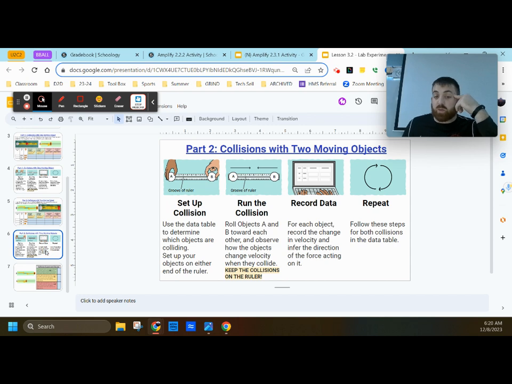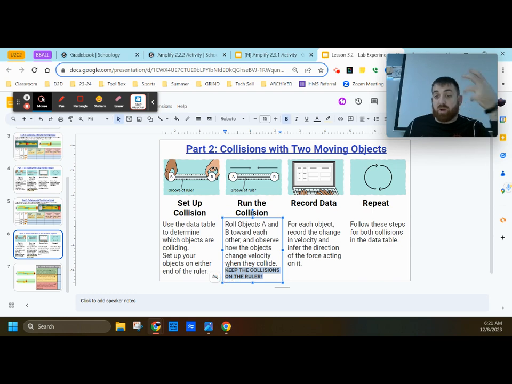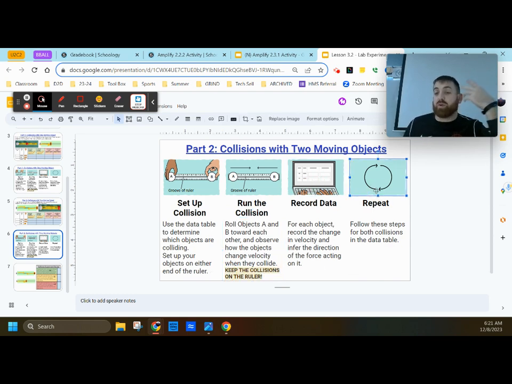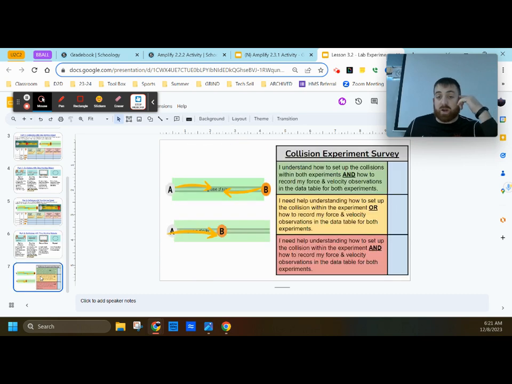So just like the last one, we're going to set up our collisions, but this one will be on opposite ends. You're then going to run the collision, keep the collision on the ruler. If it falls off, just redo it. No big deal. Record the data, repeat it for those 3 trials. And that's how we're going to run our collision experiment.